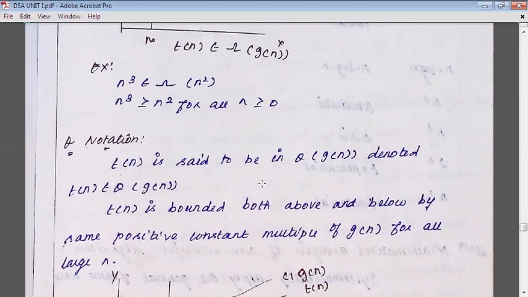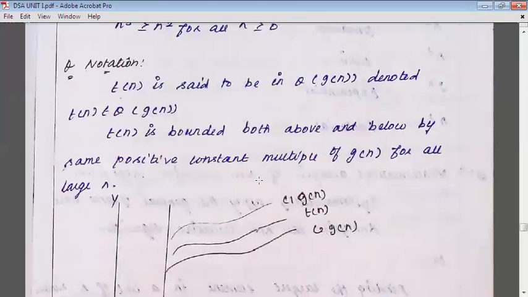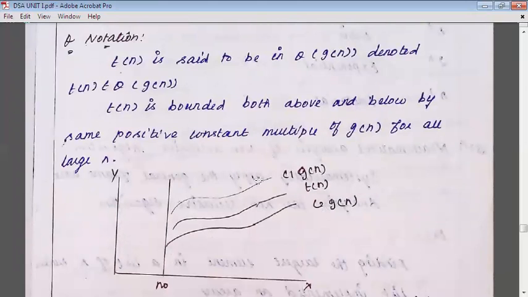Here, sorry, omega of T of n is above the order of growth. Here, theta is below or above. So T of n is bounded both above and below by the same positive constant multiple of G of n for large n. Here we are using two constants. One is for above, C1 times G of n, and another is for below, C2 times G of n.